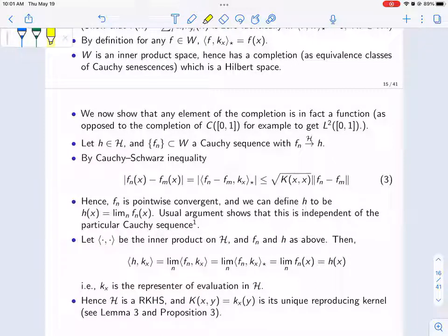So the way to do it is, let H be a member of H, this new completion. So H at this point, we don't know if it's a function. It's just a member of that equivalence class, or actually, it's just the equivalence class itself. And let's say Fn is a sequence of functions in W, the ground states that we started with, and assume that this is a Cauchy sequence with Fn converging to this H.